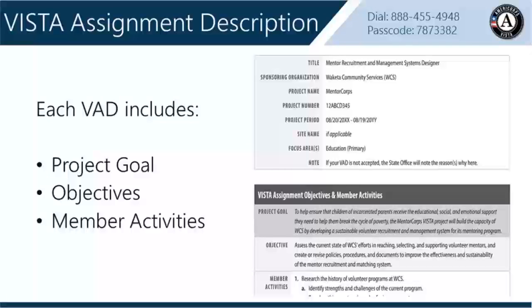The first is the project goal, which is related to or identical to the goal of your project. The next one is the objective. The objectives describe what you will achieve by the end of your service year. The objectives are a bridge between the project goal and the member activities.